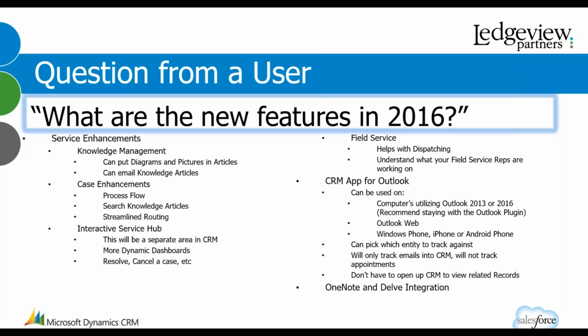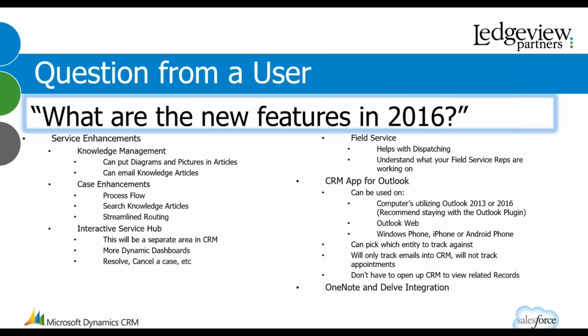And then you can email these knowledge articles off to various users and contacts as well. Case enhancements, there's now a process flow. So that business process flow that we talked about earlier, there's now one on cases. You can search knowledge articles. You can streamline routing. So it makes doing the service portion of CRM much, much more efficient. And that's what the focus of CRM 2016 was mostly on, the service section.